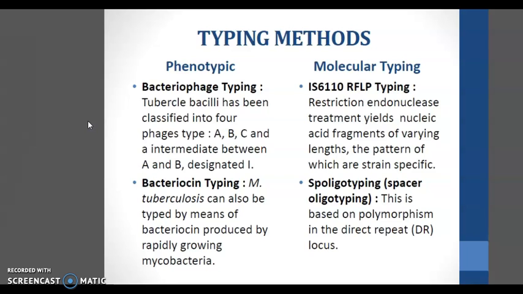The next one is bacteriocin typing. In this, it is typed by means of bacteriocin produced by the rapidly growing mycobacteria. And the molecular typing includes RFLP typing, where restriction endonuclease treatment yields nucleic acid fragments of varying length, the pattern of which is strain specific. And there is spacer oligotyping based on polymorphism in the direct repeat locus. All these typing methods help in the epidemiological study of the disease.